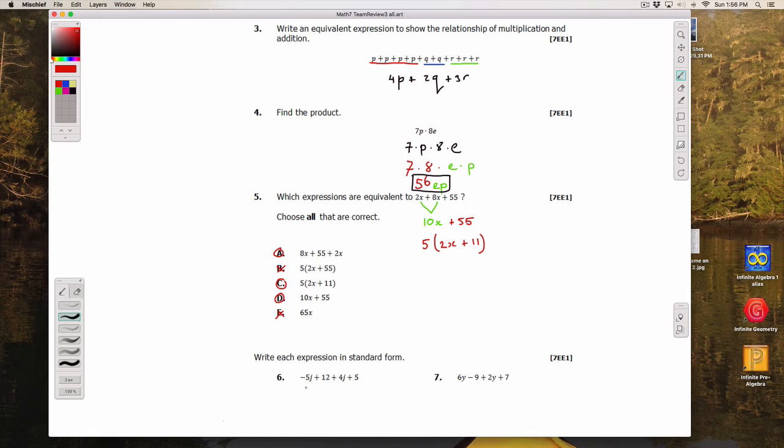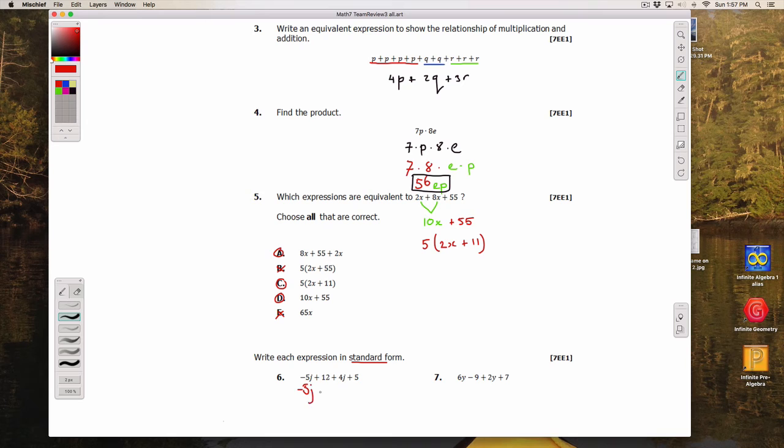Question 6. It says, write each expression in standard form. Okay, standard form, I know that that means the shortest possible way to write this expression. So I'm going to try to combine like terms to make it shorter. First, I'm going to see if there's any subtraction here or if I can move things around. I see a negative, but I don't see any subtraction. I see negative 5j plus 12 plus 4j plus 5. Great. It's all addition, so I can move things around because of the commutative property.